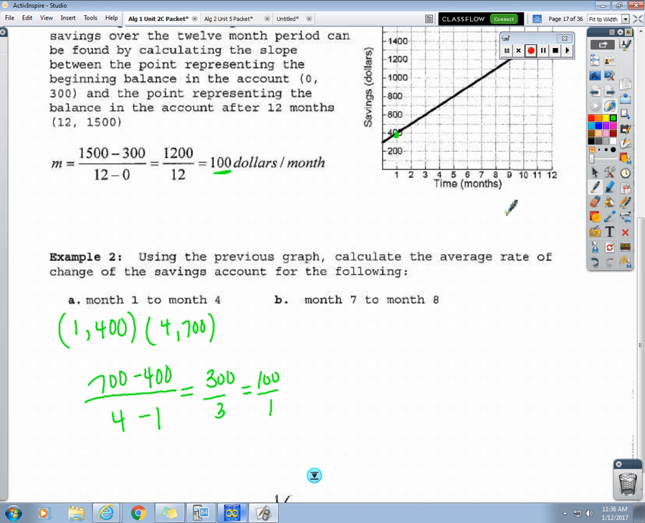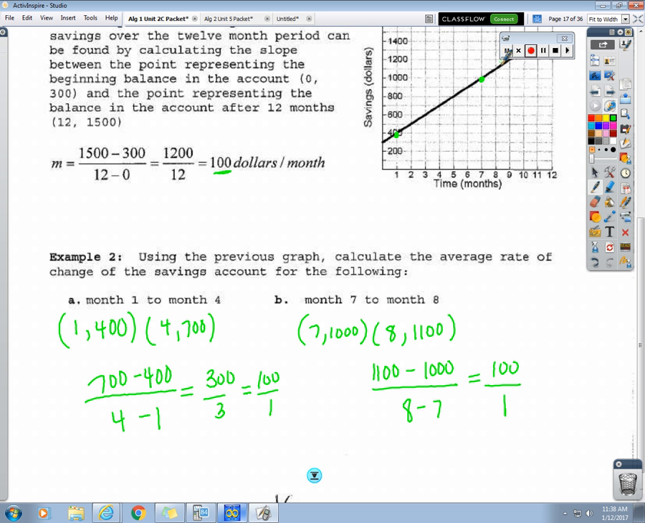You try it quickly. For month 7, what would the coordinate be? Okay, because at the end of 7 months, they had $1,000. And for month 8, what was the coordinate? Right. So now when we find the slope, it'll be 1,100 minus 1,000 over 8 minus 7, which becomes 100 over 1. Now, why am I getting the exact same slope for all of these?